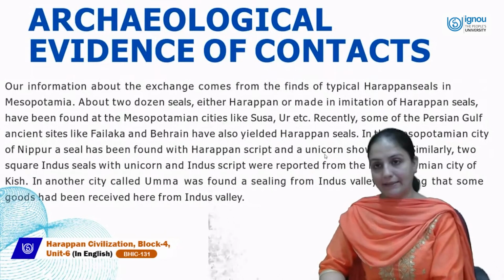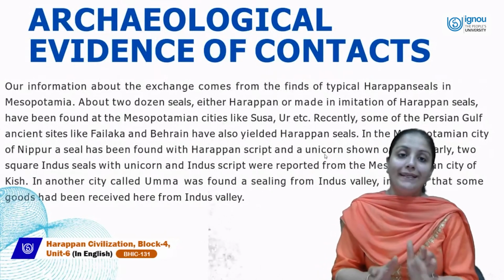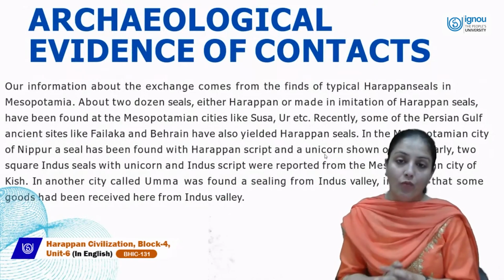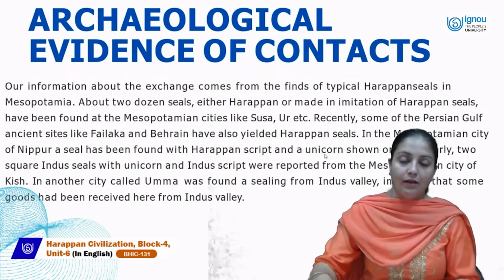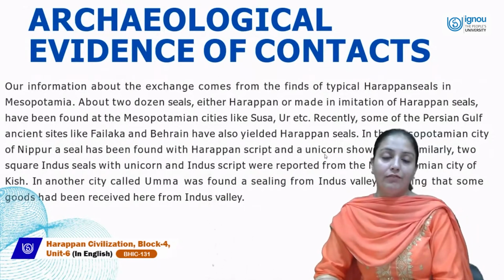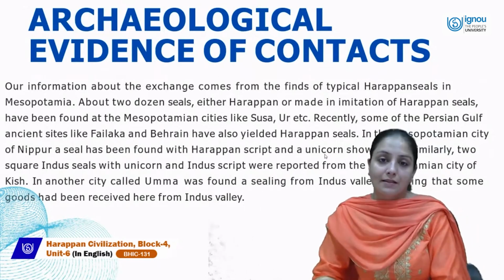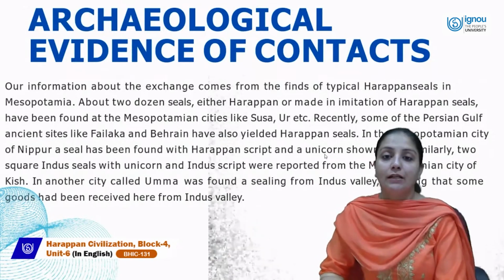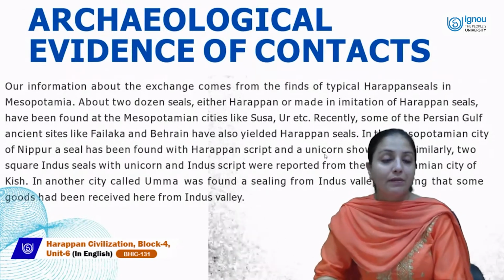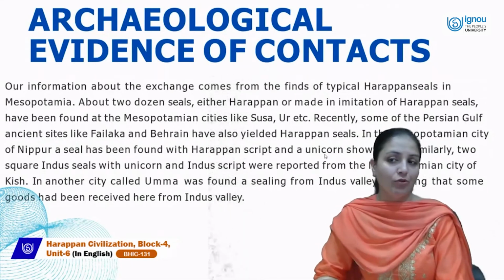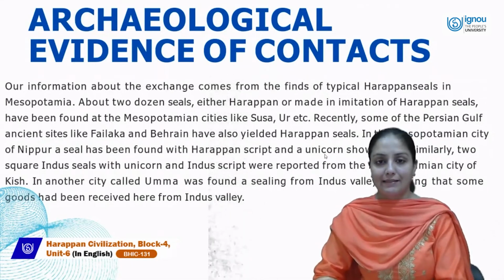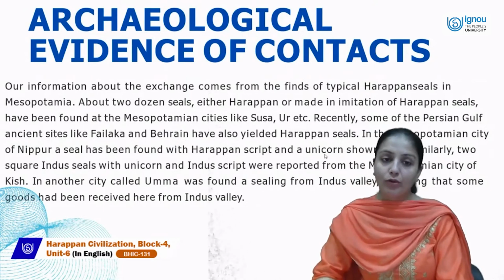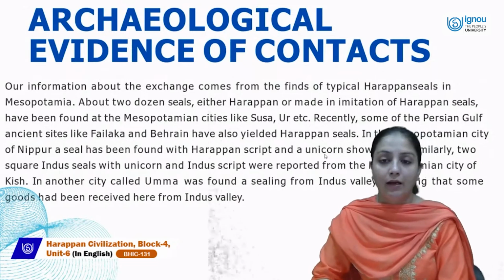Archaeological evidence of contacts: what things we get from the excavation. How are we confident that these things are from Harappa? Our information about the exchange comes from the finds of typical Harappan seals in Mesopotamia. About 2 dozen seals, either Harappan or made in imitation of Harappan seals, have been found in Mesopotamian cities like Susa, Ur, etc.